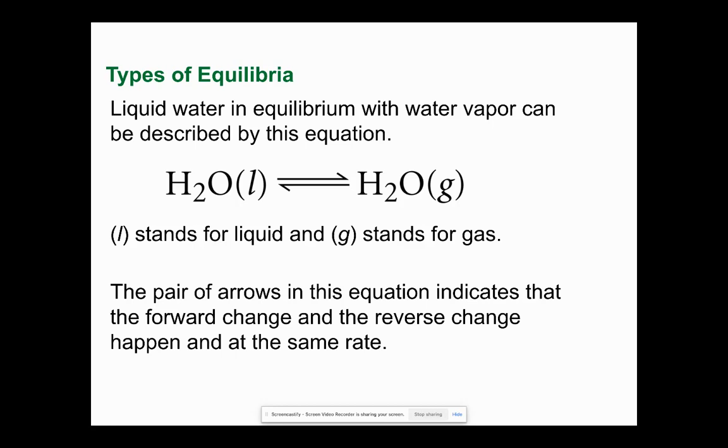The pair of arrows, these little double-sided arrows, indicates the forward and reverse change happen at the same rate. It looks like an equal sign, but really, that's what it means. It means that liquid changes phase to gas, and gas changes phase to liquid equally. Okay?